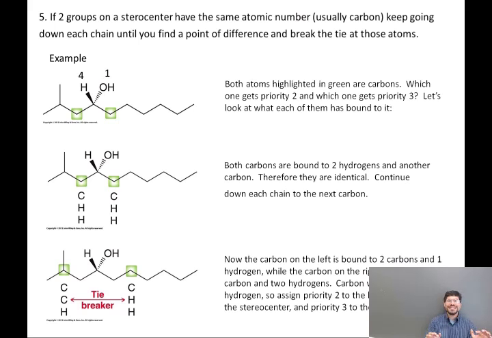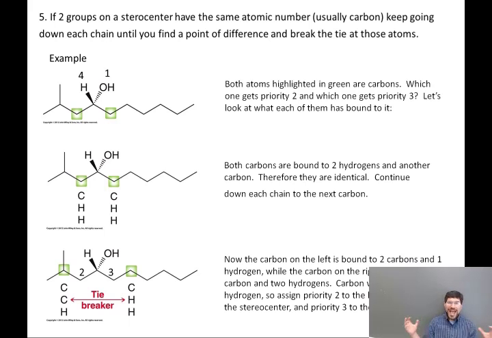Going 2 carbons out from the stereocenter, we now do find a point of difference. On the left side, that carbon is bound to 2 carbons and 1 hydrogen. On the right side, on the hexyl group, that second carbon from the stereocenter is bound to 1 other carbon and 2 hydrogens. Since carbon has a higher atomic number than hydrogen, we will assign the isobutyl group to have priority 2 and the hexyl group to have priority 3.